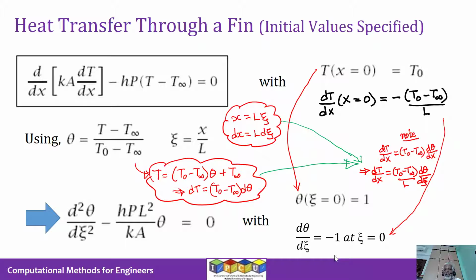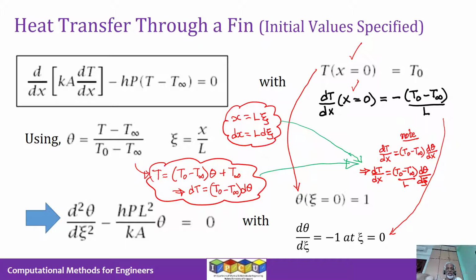Now here, let's say we are given the two conditions, but both conditions are given at the same value of the independent variable. That means both conditions here are specified in this example at x is equal to 0. So you wanted two conditions, both the conditions are specified, but both are specified at x is equal to 0. This makes for what is called an IVP or an initial value problem.